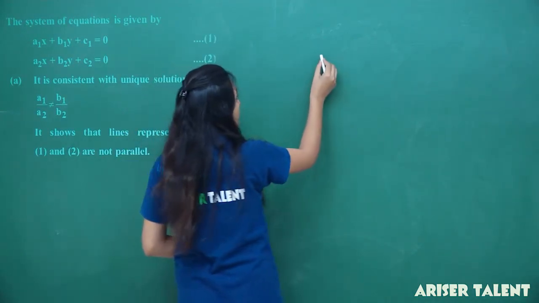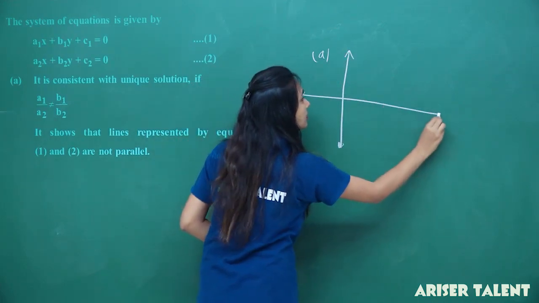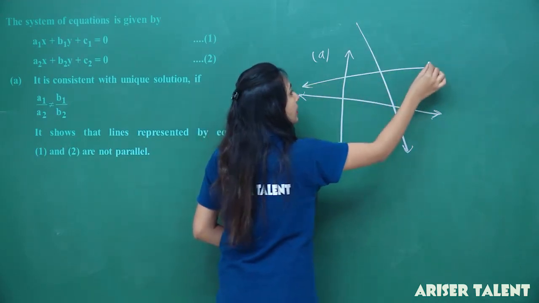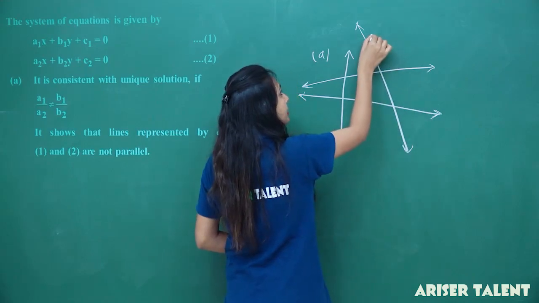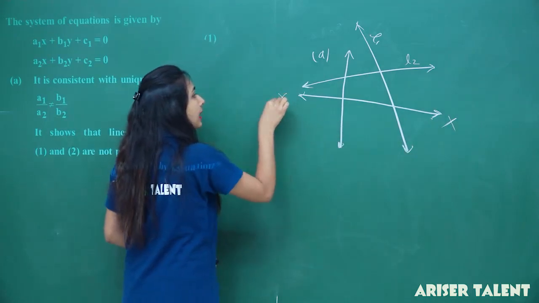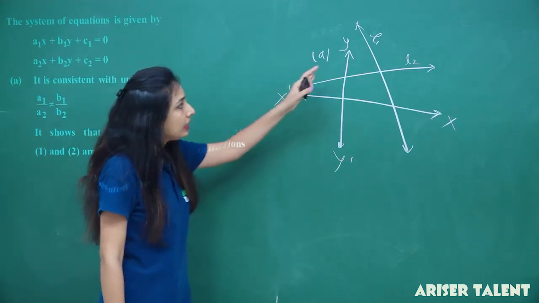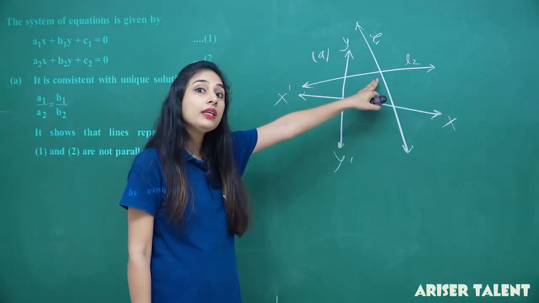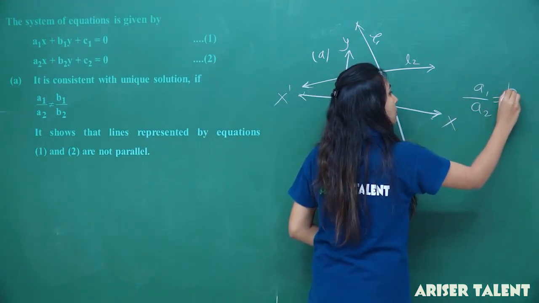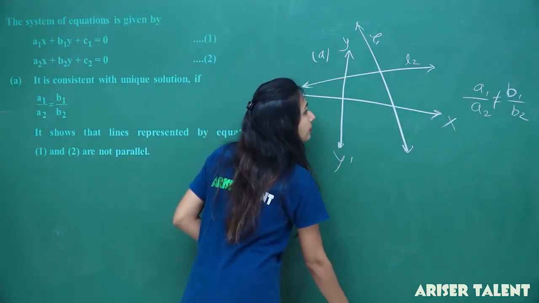Now, for this first point, we had a graph like this, in which we have two lines, right? Two lines. Let's suppose this is line 1 and this is line 2, and this is x, this is x dash, this is y dash and this is y. In that condition, these two lines are intersecting. That means in this condition, a1 by a2 is not equal to b1 by b2, not equal to, right? Okay.